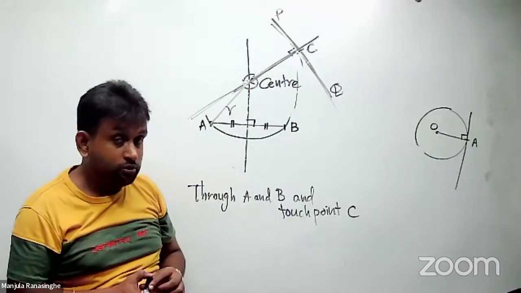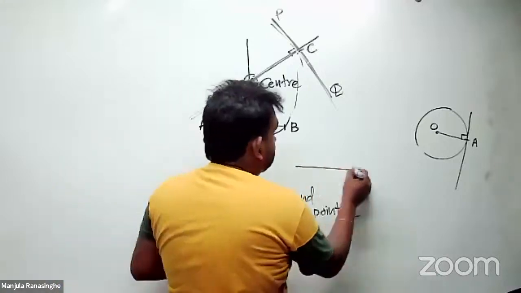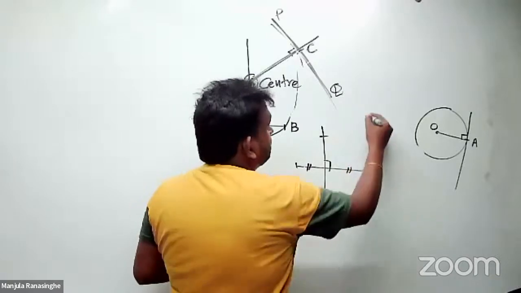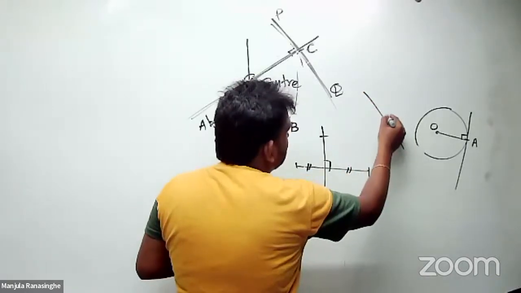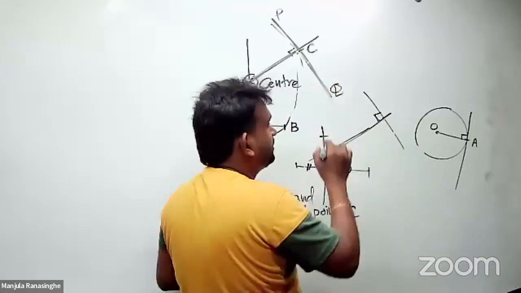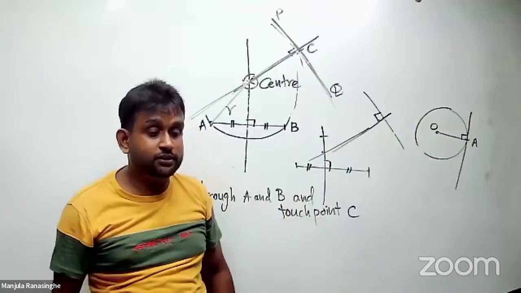Right. The perpendicular bisector of a chord passes through the center, as well as when you draw a tangent at point C or whatever here, that is also passed through the center. By satisfying these two conditions, you can find the center.